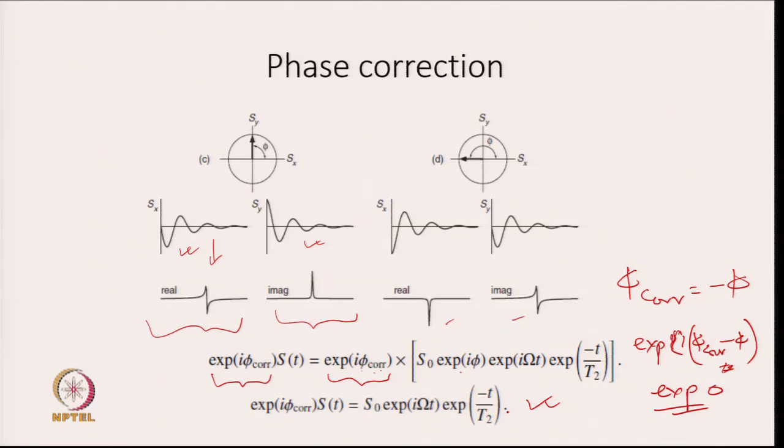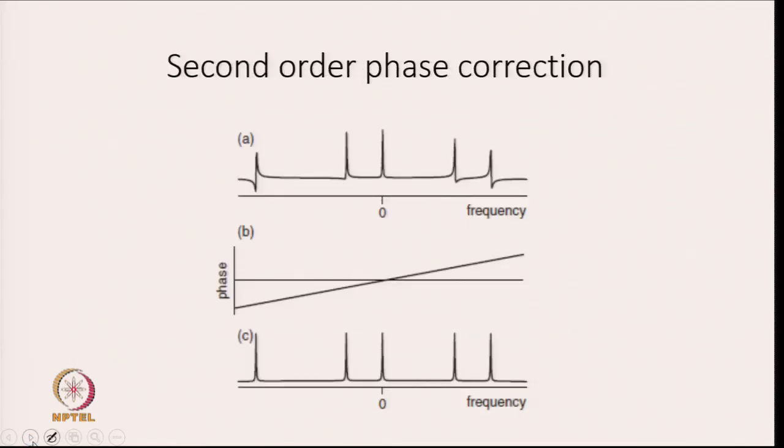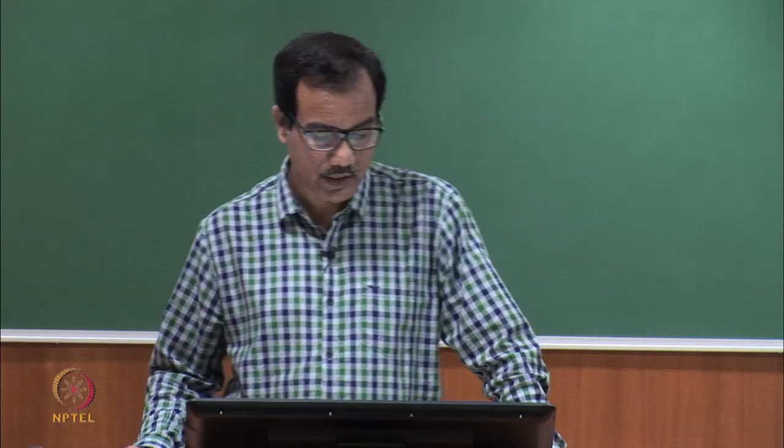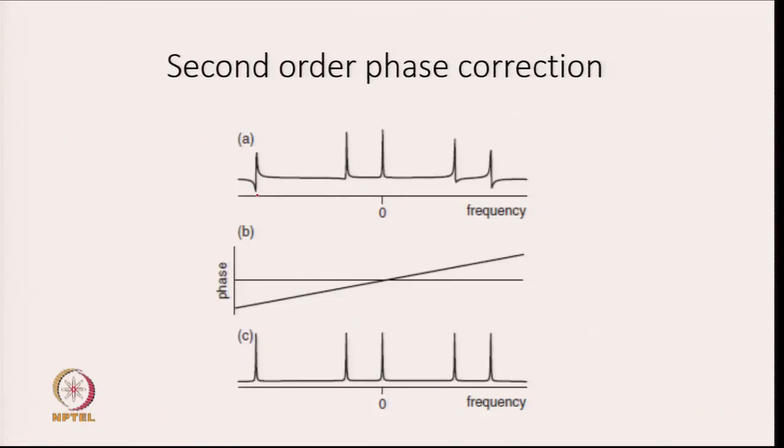So, this is the way you do phase correction, and this is called first order phase correction. You also need to do second order phase correction. Sometimes what happens is that if you look at the Fourier transformation, you will get your signal at one end of the spectrum looking like this, and at the other end it will look like this.